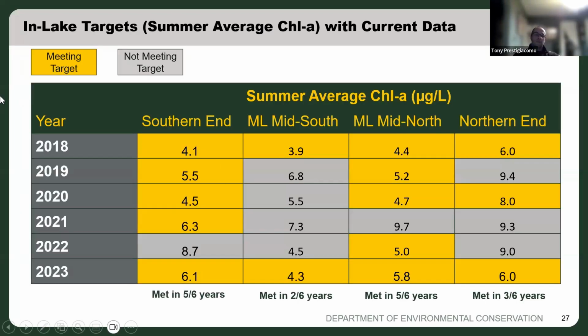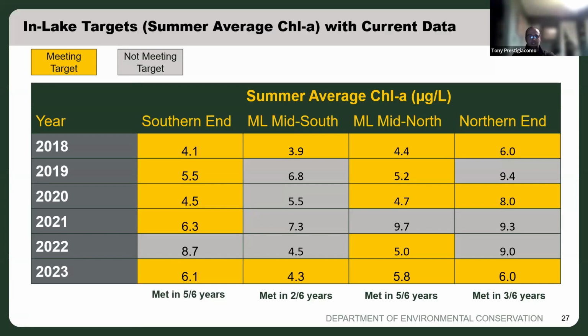And so in summary here, the in-lake targets are summer average chlorophyll a with current data. And what this table is showing is sampling years from 2018 through 2023 for each of the four regulatory segments. The number is the summer average chlorophyll, which is the Cayuga Lake threshold benchmark that we're interested in. And what the yellow is showing is whether or not that particular segment is meeting the target as outlined in the TMDL. And gray means it is not meeting the target.